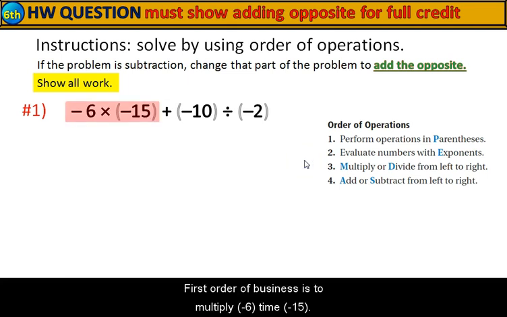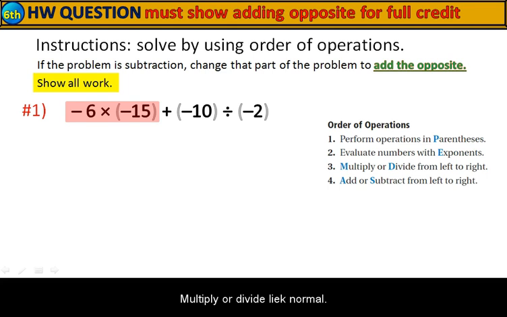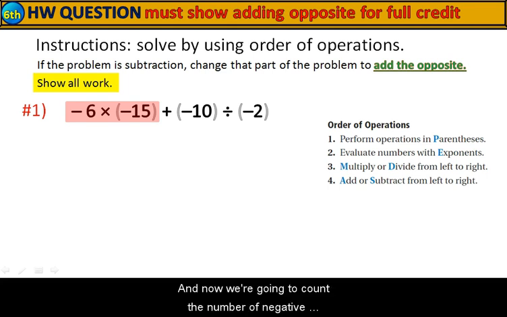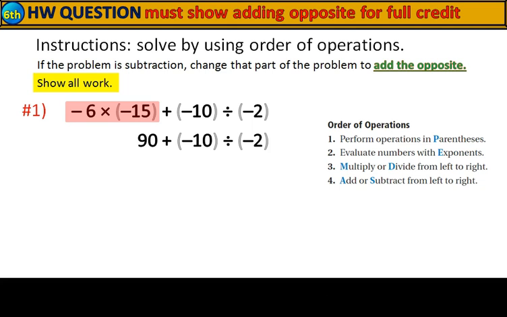Our first order of business is to multiply negative 6 times negative 15. Remember the rules for multiplying and dividing with integers. Multiply and divide like normal. 6 times 15 is 90. And now we're going to count the number of negative integers. There are 2 in this case, and that is an even amount, which means it will result in a positive answer. Positive 90 is the result. We then continue to show the work of the portion of the expression that we did not work out.